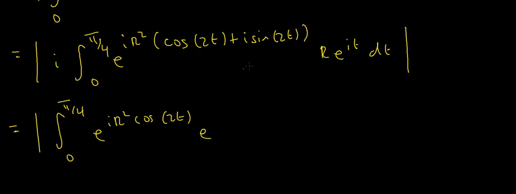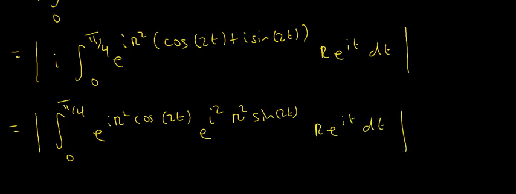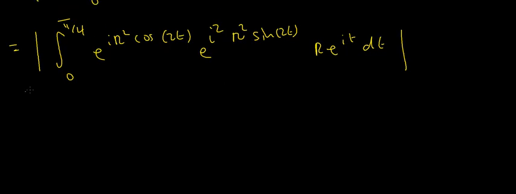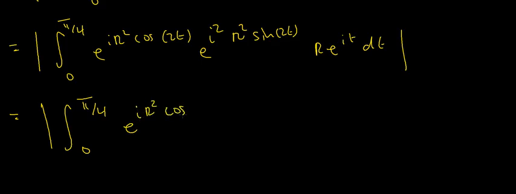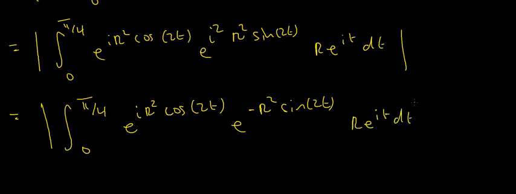Well, I'm going to have i times i, which is i squared, like that, and then r squared sine 2t, and then r e to the it dt. And what is that going to give me? Well, that's just going to give me the absolute value of the integral from 0 to pi over 4 of e to the i r squared cosine 2t. i squared is minus 1, so that's going to give me e to the minus r squared sine 2t. And then I'm going to have r e to the it dt right here.